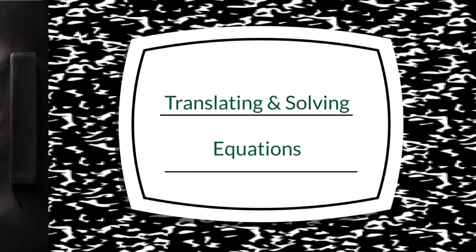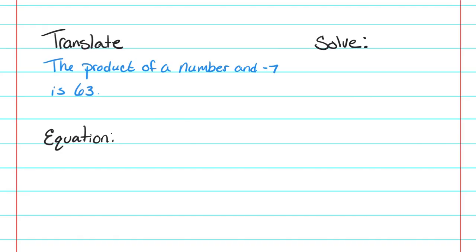Today we are going to go over translating and solving equations. So we're going to look at this example we have here. This is what we need to translate. It says the product of a number and -7 is 63.